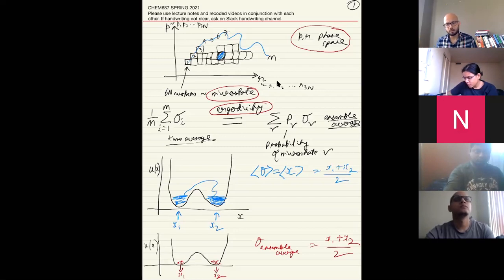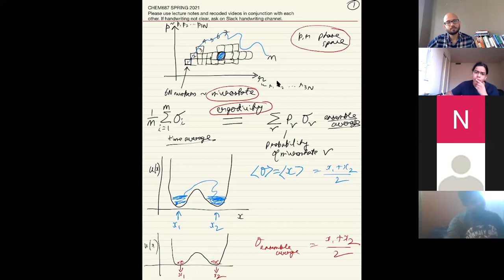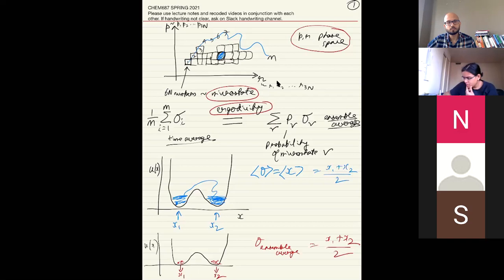Does anyone have any suggestion for me as to what I could do to this system so it starts to become non-ergodic? Any ideas? So when you say non-ergodic, could you elaborate what you mean by non-ergodic? What do I mean by ergodic? You just mean that the spatial average is equivalent to the time average. I mean the norm of that.